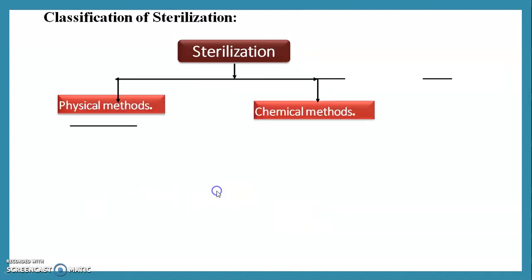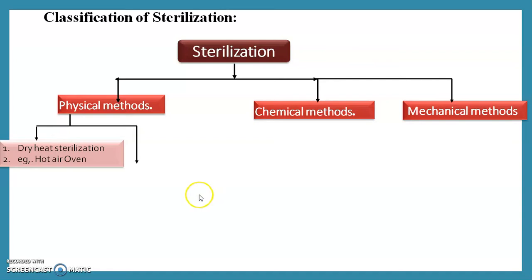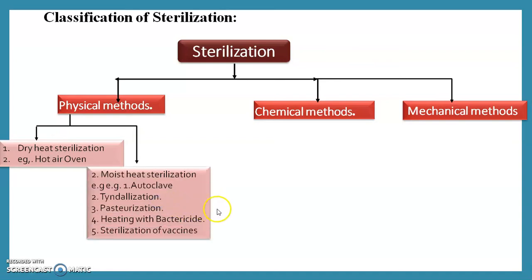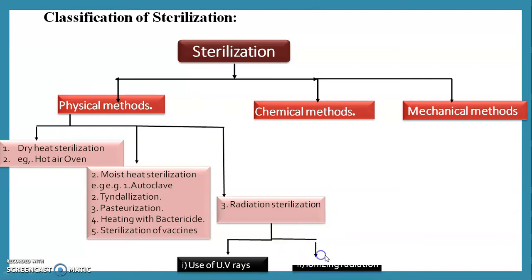Sterilization can be classified into three main groups: physical method, chemical method, and mechanical method. Physical method is further divided into dry heat sterilization, example of it hot air oven; moist heat sterilization, example of it autoclave, tyndallization, pasteurization, heating with bactericide, and sterilization of vaccines. Then the third method of physical method is radiation sterilization. This radiation sterilization is again divided into use of UV rays and ionizing radiation.